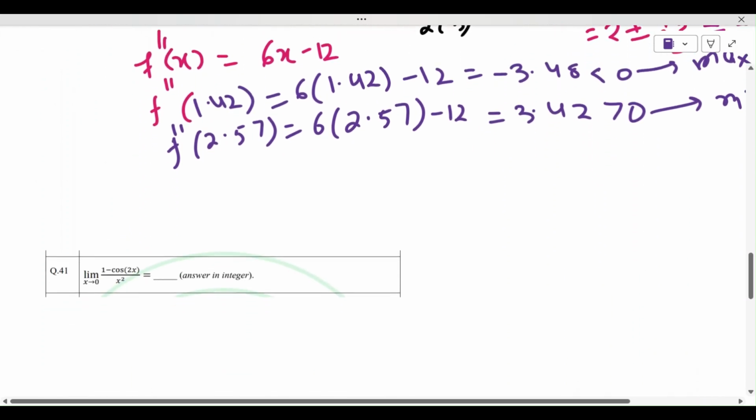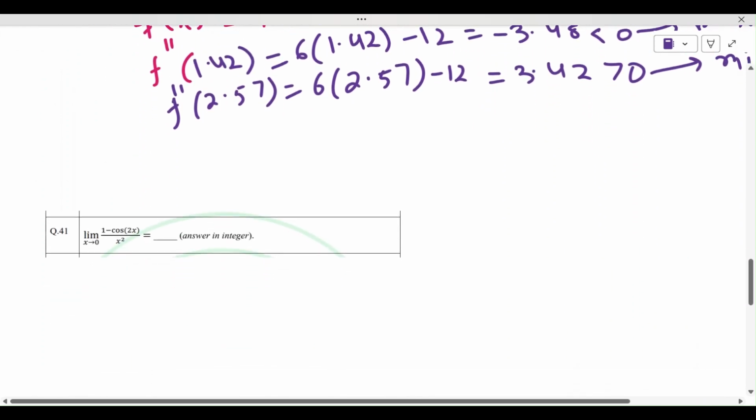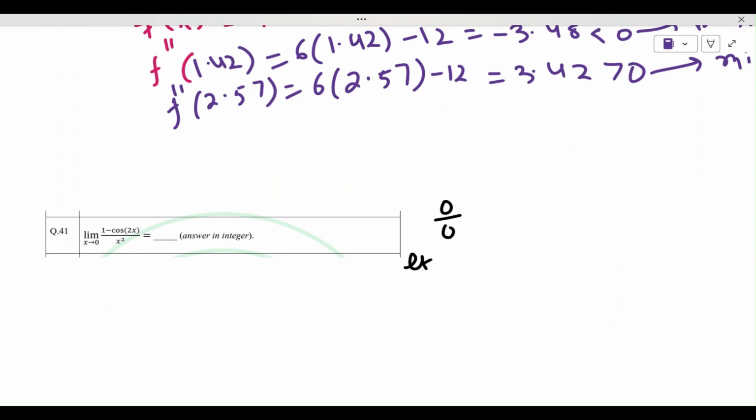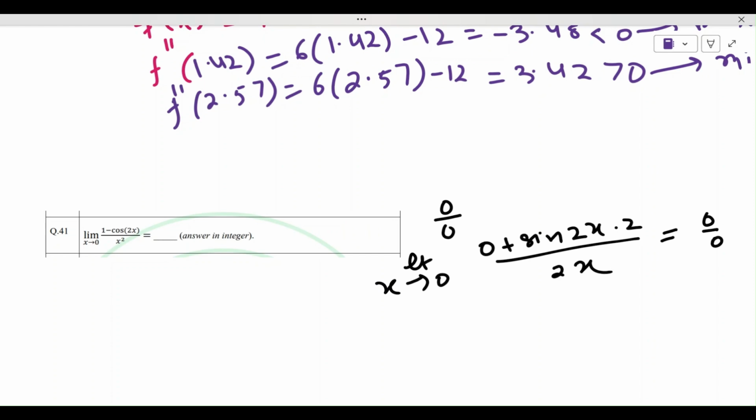The last question for this one is the limit as x approaches 0 of 1 minus cos 2x over x square. So cos 0 is 1, 1 minus 1 is 0, 0 by 0 means indeterminate. So we are going to apply L'Hospital. The derivative is 0 minus cos, whose derivative is negative, so negative negative gives positive, sine 2x into 2 by 2x. So the 2s will cancel. We have limit of sine 2x by x. Again sine 0 is 0, so 0 by 0, again indeterminate. We take the derivative again.